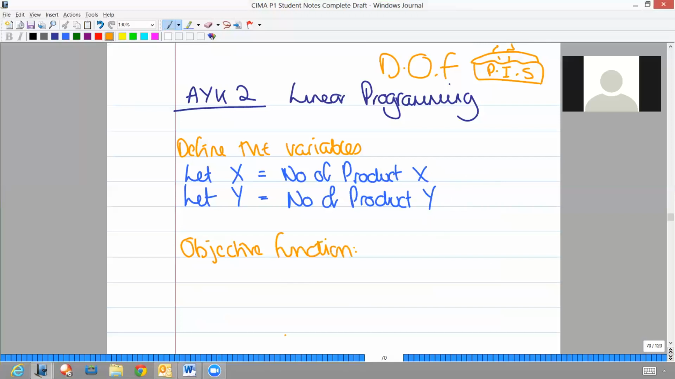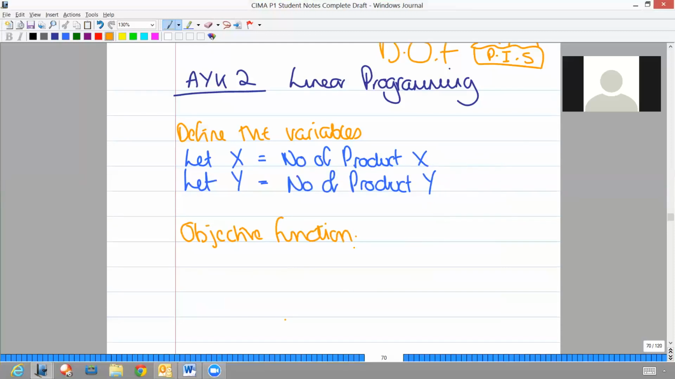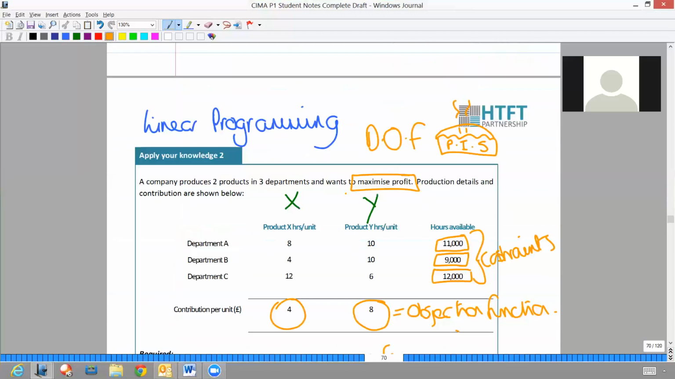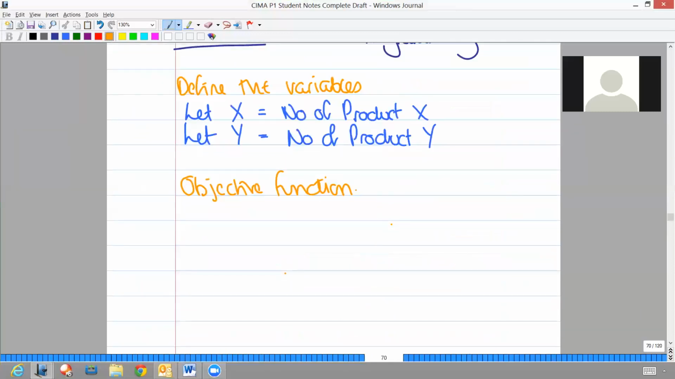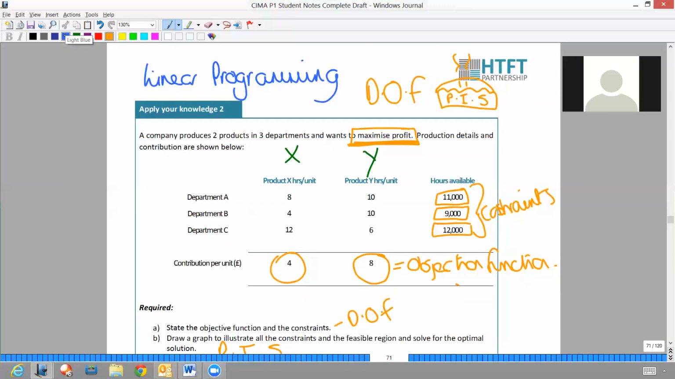So this is about saying, well, what is it that we're trying to achieve? Now, the scenario tells you you're trying to achieve maximum profit. Therefore, you need to calculate the profit per unit, or it will say maximum contribution, so you need to identify contribution per unit. In this particular scenario, we've got a contribution per unit. To get to a profit figure, you take off your fixed cost, but we haven't been told any. Therefore, we'll use the contribution figures as our objective function.